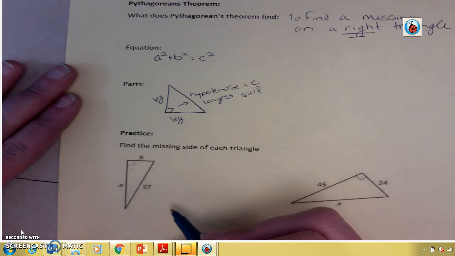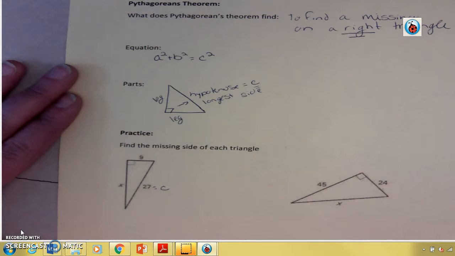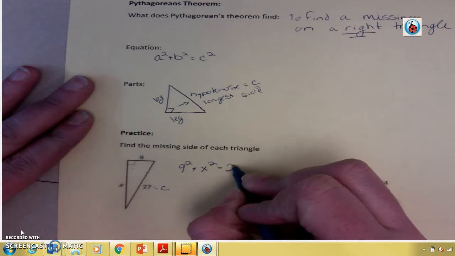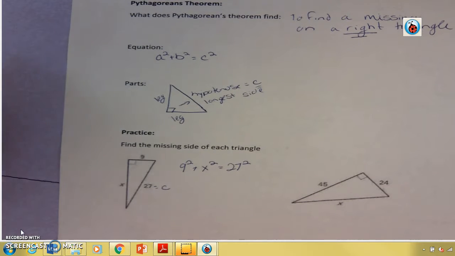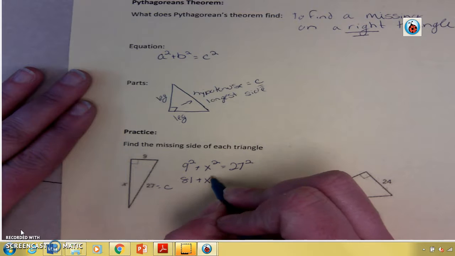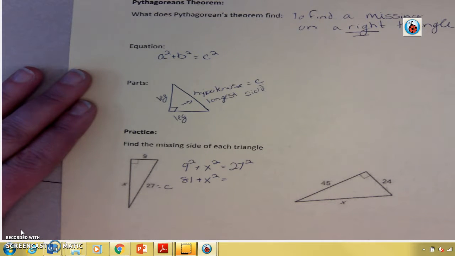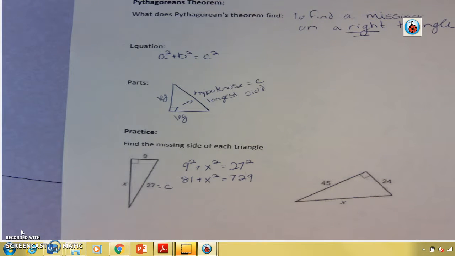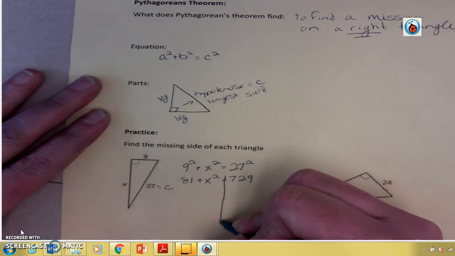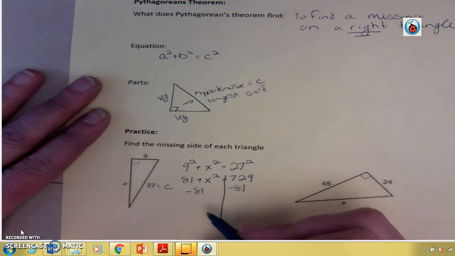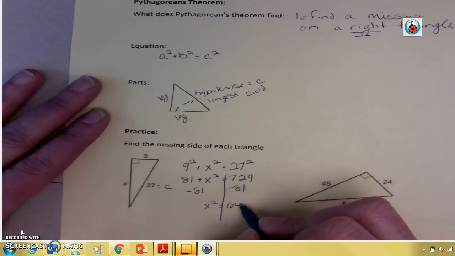All right, so we're going to just practice using this. So I always start by saying, okay, which one must be C? This must be C, so we're going to plug it in. We've got 9 squared plus x squared, because that's my A and B, equals 27 squared. Now some people think we could just cross off the squareds, but because of order of operations, we can't do that because there's an addition sign in between. So this is going to become 81 plus x squared equals, and 27 squared is 729. So all I did was square each of those. Now it's going to turn into a subtract problem. So I'm going to take away 81 from both sides. And I get that x squared is 648.